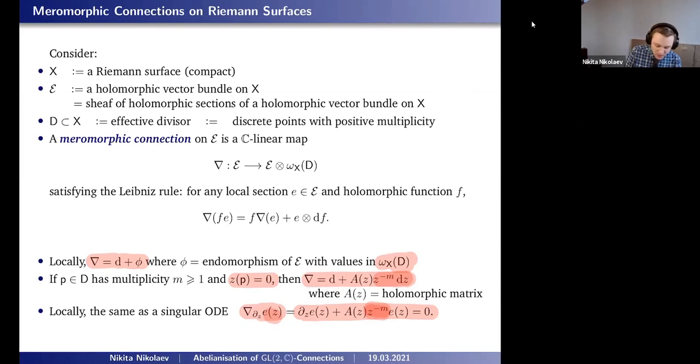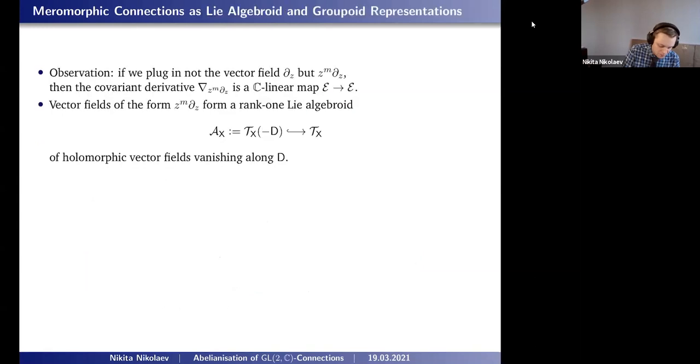But if I look at covariant derivatives where the input is not a usual vector field, but rather necessarily a vector field which vanishes to some order at this point z equal to 0, then that would counterbalance this singular behavior at the origin. So that's the observation: if we plug in not the vector field d by dz, but these special vector fields, they're given by the divisor. The divisor has these points and multiplicities, and it tells you which vector fields vanishing at these points you need to consider, to what order.